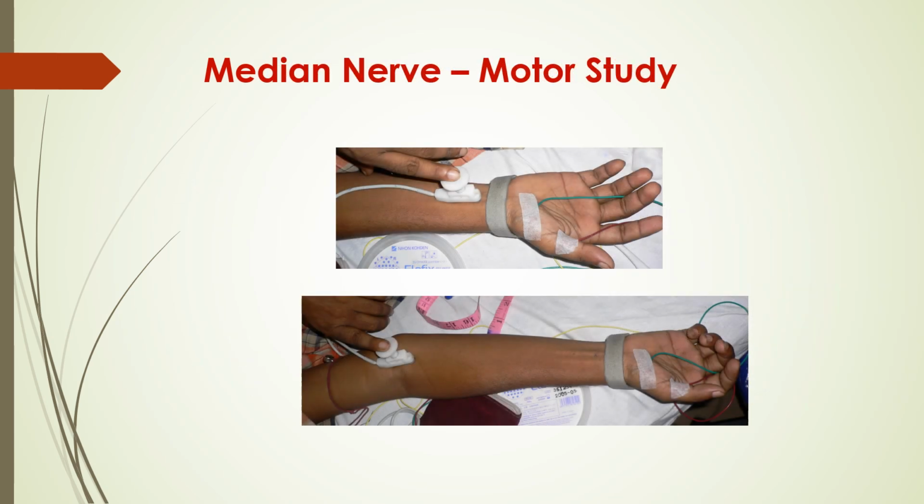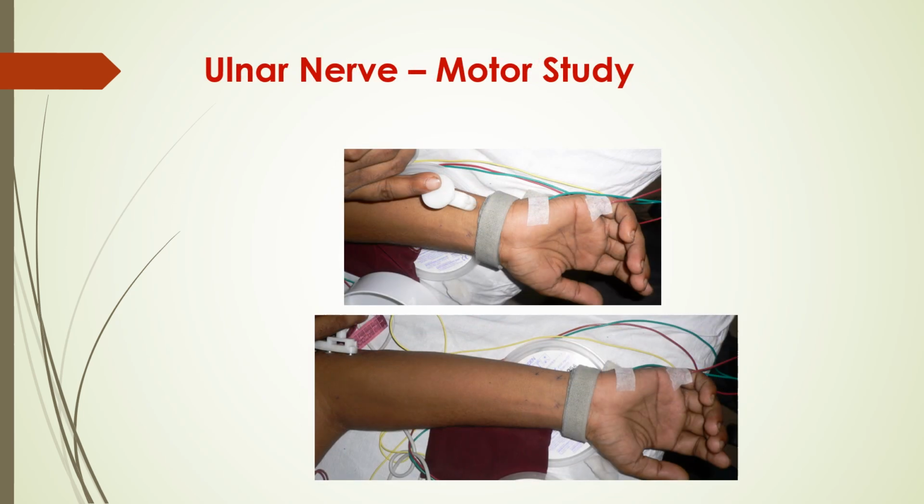This is the median nerve motor study in action. This is at the proximal wrist level. This is the second point at the elbow level. Ulnar nerve motor study, proximal wrist level and the elbow level.